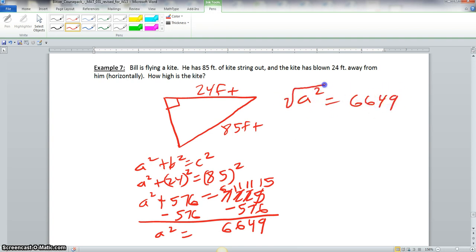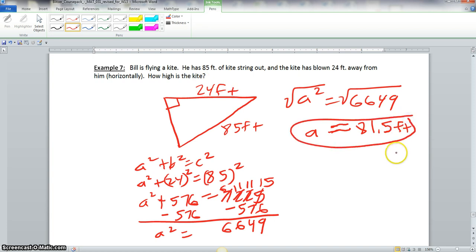Now we would take the square root of both sides. And that would give us a is equal to. Now we're going to change this equal sign here to an approximation, because the square root of 6,649 is approximately 81.5. And since this is in feet, the height will be approximately 81.5 feet.